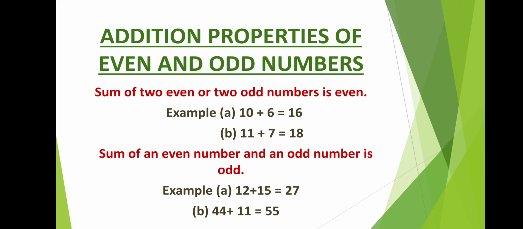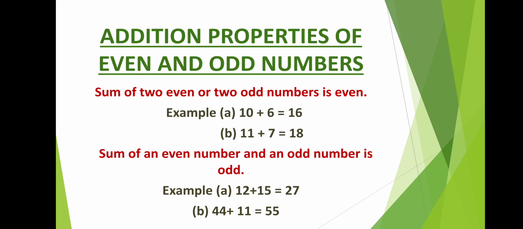Now let us learn some addition properties of even and odd numbers. When we add two even or two odd numbers, the sum is always even. Look at the first example. 10 is an even number and 6 is also an even number. When we add two even numbers, we will get an even number, which is 16. Look at the second example, where 11 and 7 are added, which are both odd numbers, gives an even number as the sum, which is 18.